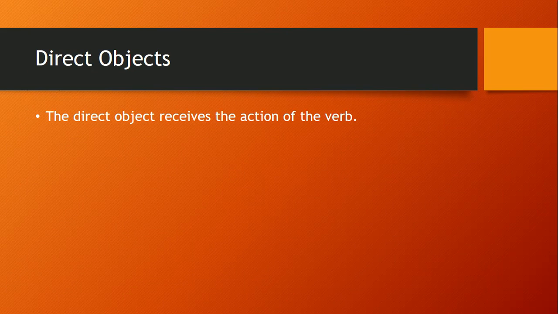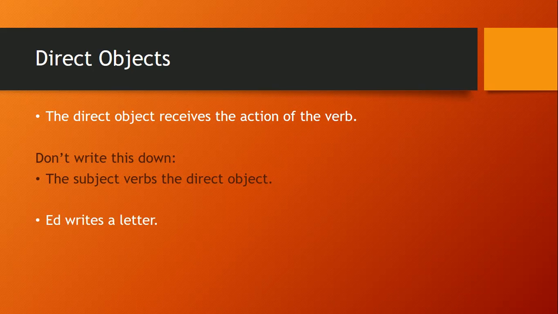Okay, direct objects. We're going to look at those today. It receives the action of the verb. That's kind of hazy. Let's look at an example. It'll be a lot clearer. But don't write this part down. We have the subject, verb, the direct object. That's how I remember it. I wouldn't write that down because it's not always that useful. The example that I'm going to give you right now I think is a little more useful.